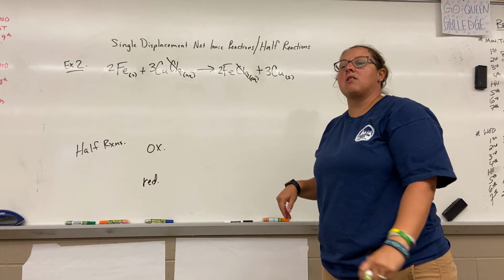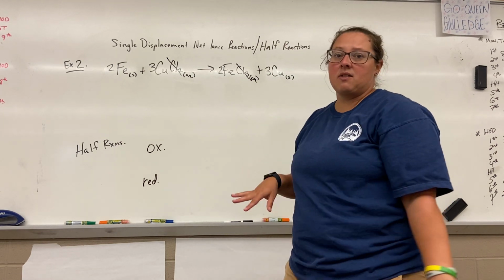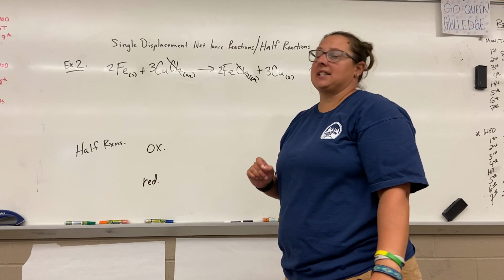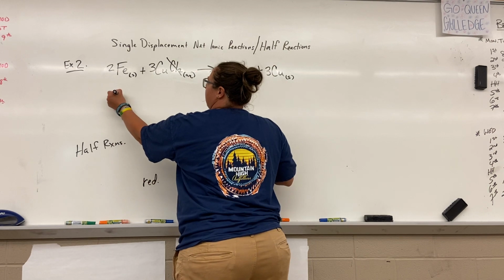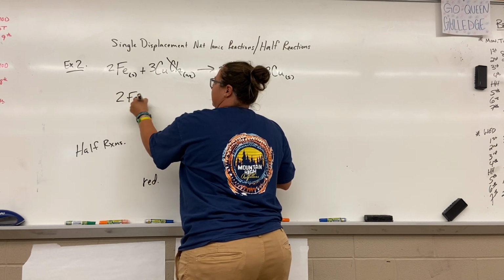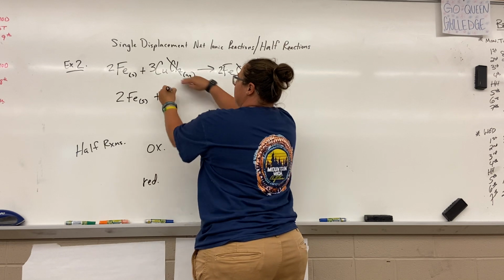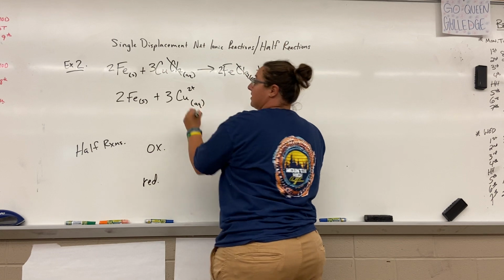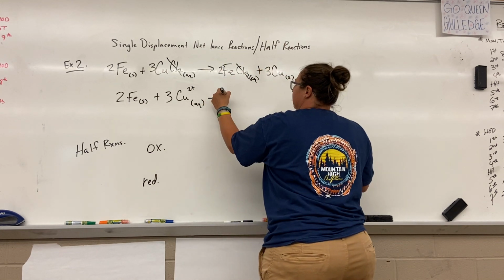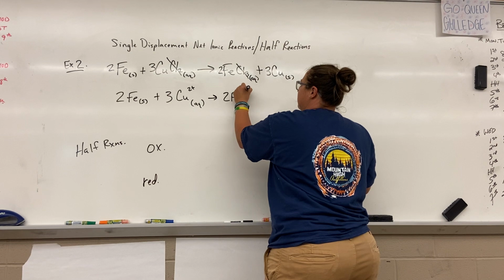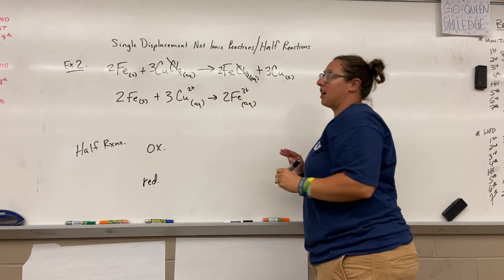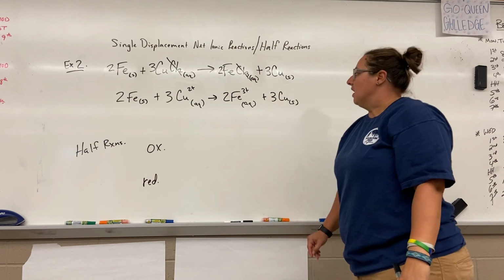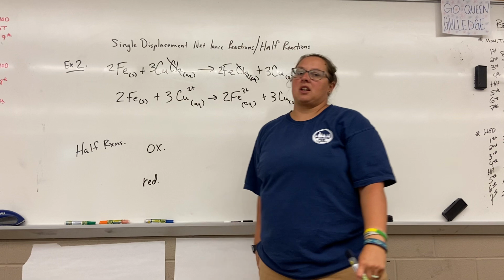Now we bring everything down. Remember, if it's a solid, you let it stay the way it is. But if it's an aqueous solution, then we have to represent it as its ion. So iron gets brought down like so. Copper gets brought down, but I have to represent it as its charge because it's aqueous. Iron gets brought down. I have to represent it as its charge because it's aqueous. And copper is left alone because it's a solid. So this is my net ionic equation.